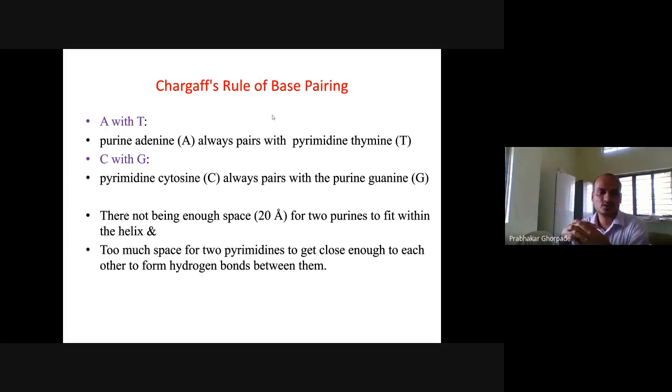Likewise, there is too much space for 2 pyrimidine rings to get close enough to each other and form hydrogen bonds between them. So why don't we have a purine-purine bond or a pyrimidine-pyrimidine bond? Because if purines form the bond, there will not be enough space. And if pyrimidines are there, they will be too far from each other to form the hydrogen bond. That is why A always pairs with T and C always pairs with G. That is Chargaff's rule. Chargaff was one of the scientists who discovered this relationship.